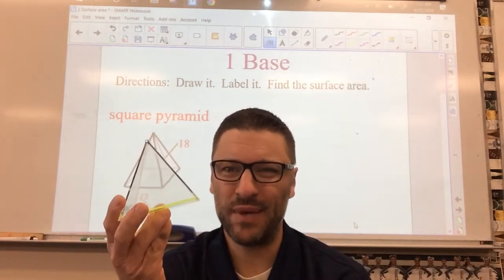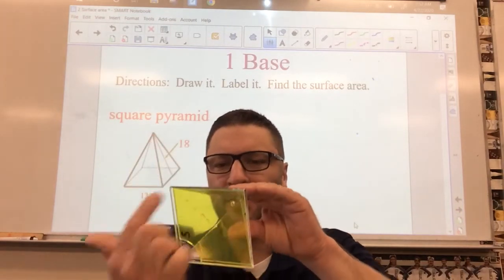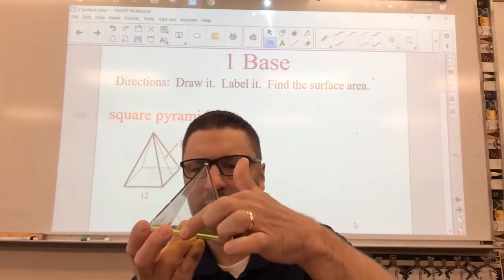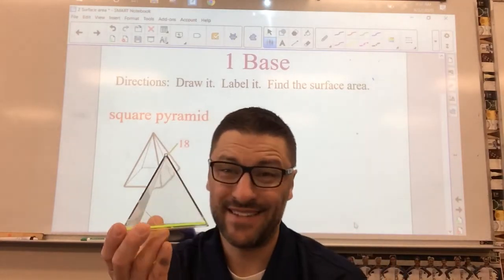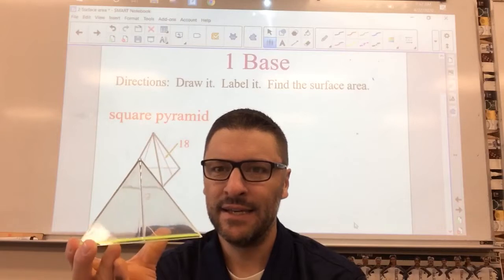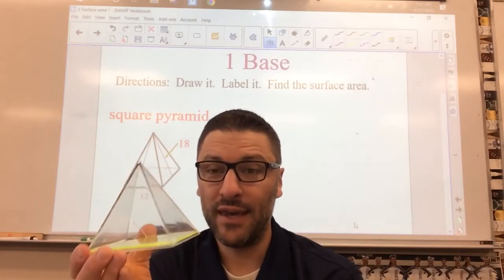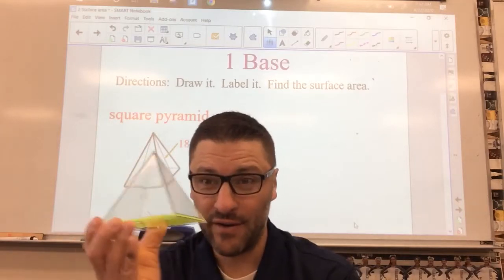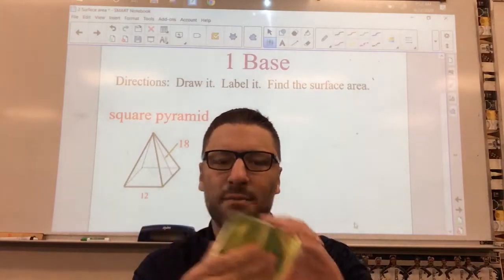It's called 1/2 PL for lateral area, and I take the perimeter of the base and I multiply it by this L value, and it has a special name. It's called the slant height. If I multiply it by that L value, what I'll get is the lateral area of this thing, and then for the surface area, just add in the base.